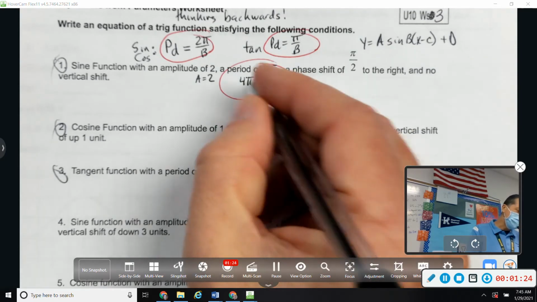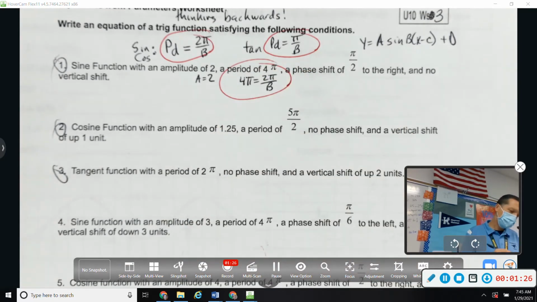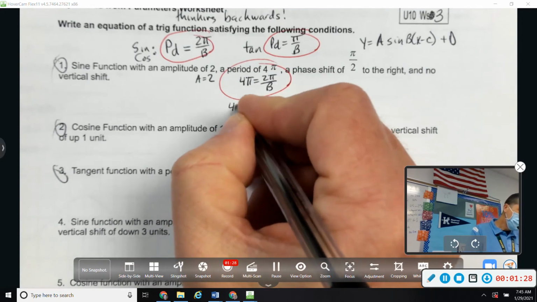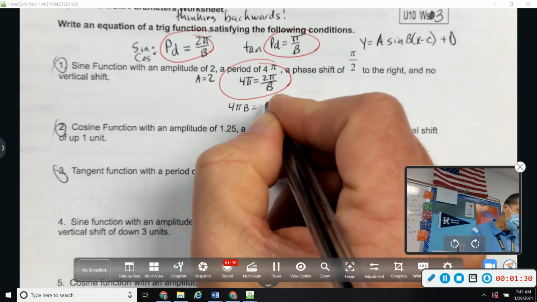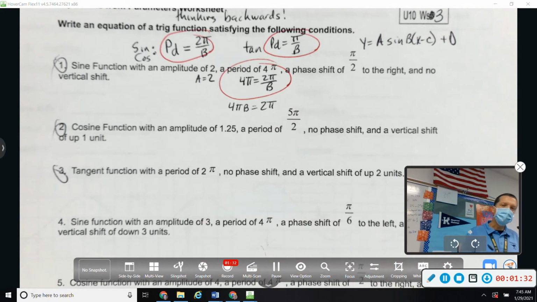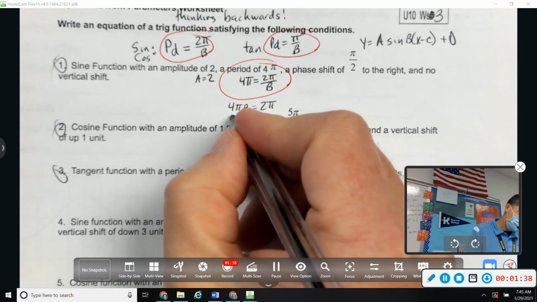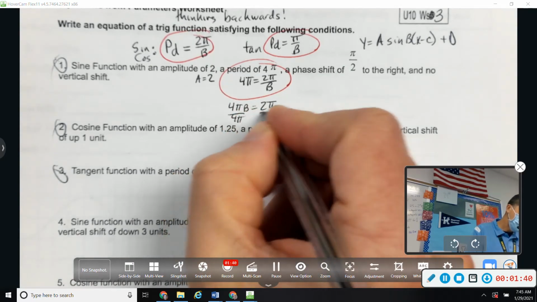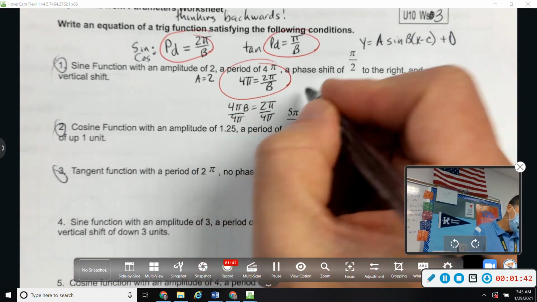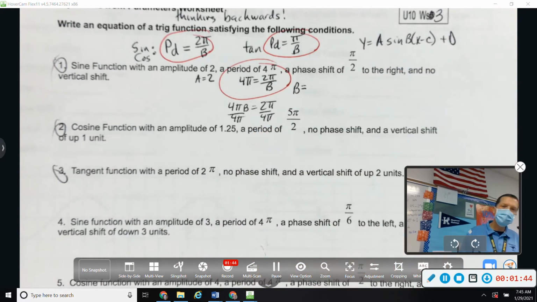I think the easiest thing to do is to cross multiply. So 4 pi b equals 2 pi. And if we divide by 4 pi, then b equals, what does b equal? 1 over 2.